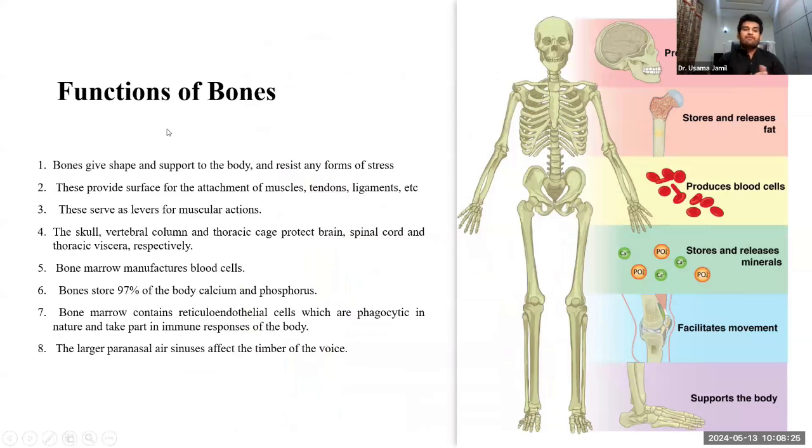The main function of the bone is to give shape and support to our body. That's understood, but there is more to it. Bones provide a surface for the attachment of muscles, tendons, and ligaments. For example, this is our humerus. This bone is called the humerus.